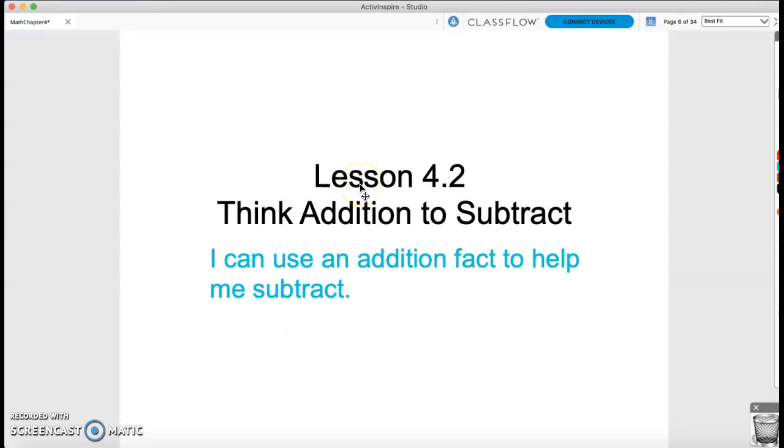This is Math Lesson 4.2, Think Addition to Subtract. At the end of this lesson, you will be able to say, I can use an addition fact to help me subtract.